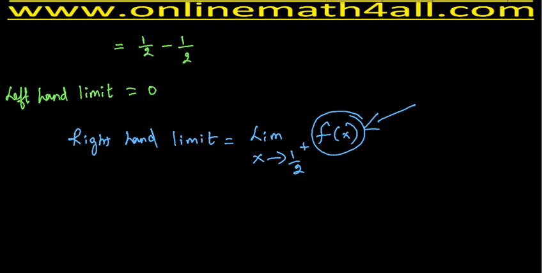Which part is to be considered for this particular f of x? It's very simple. Since we are finding the right hand limit at x equal to 1 over 2, we have to consider the part of f of x where x is greater than 1 over 2. I mean the value of x is greater than 1 over 2. So I'll go back to the previous page because there we have the problem. Please give me a moment.